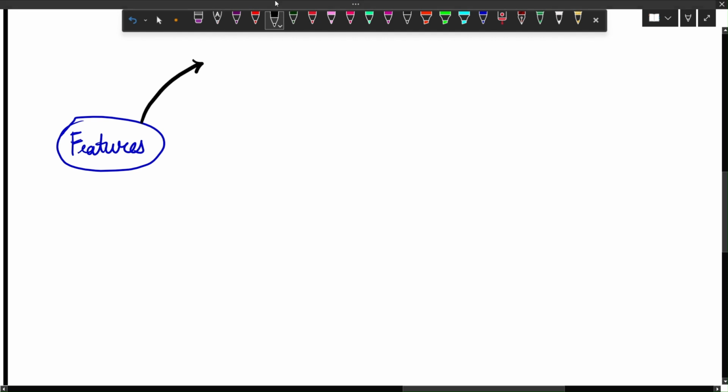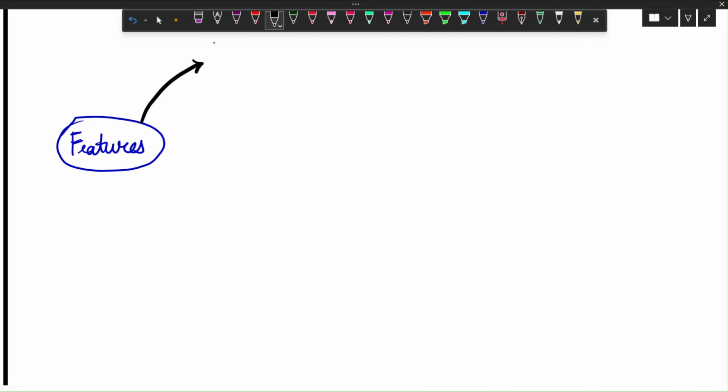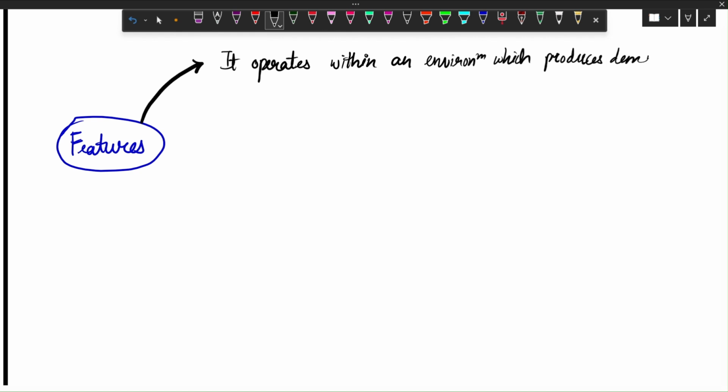So now let's learn about the features of the systems theory by David Easton. The first feature here is that the system theory operates within an environment which produces demands. Now the second feature is that it is a demand and support based system.